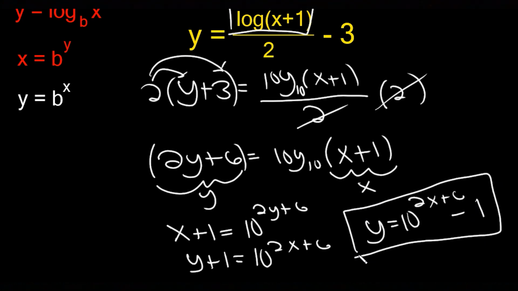So that is it. That is how you can find the inverse of a logarithm. It's pretty straightforward. Just make sure that you're using those equations. And remember, when you're taking the inverse of a logarithm, you always have to put it in its exponential form first, and then you can go from there by switching the x and y values.